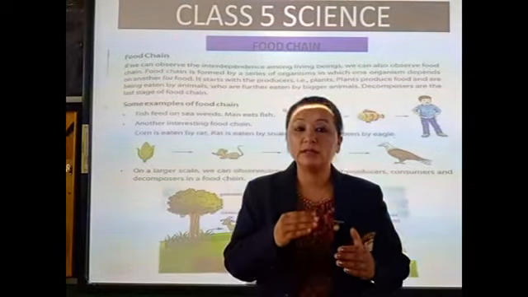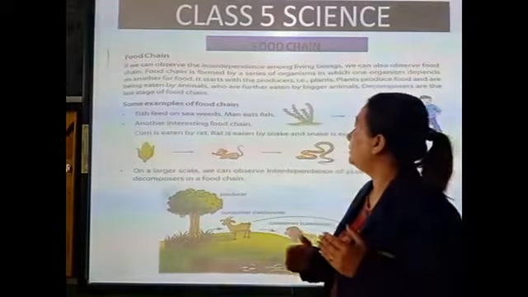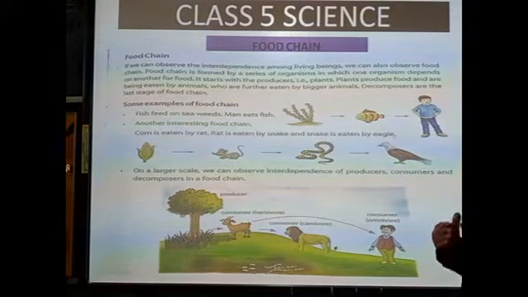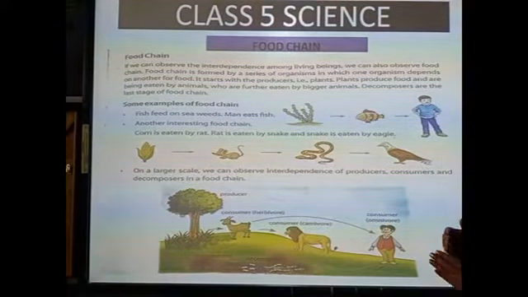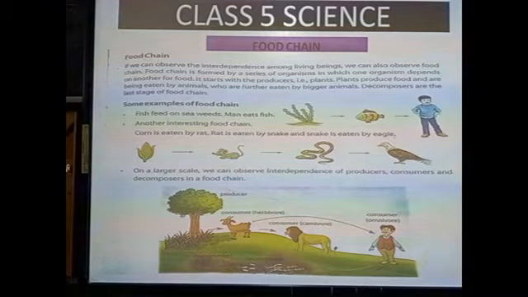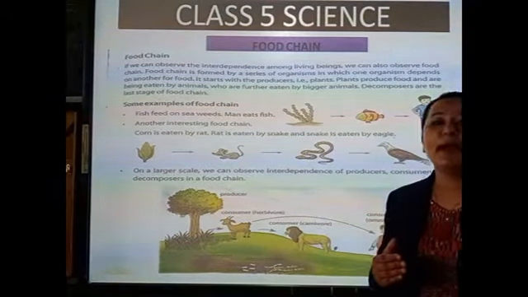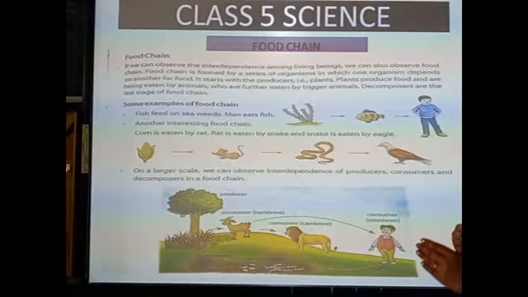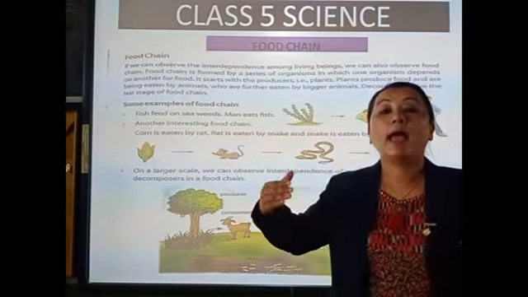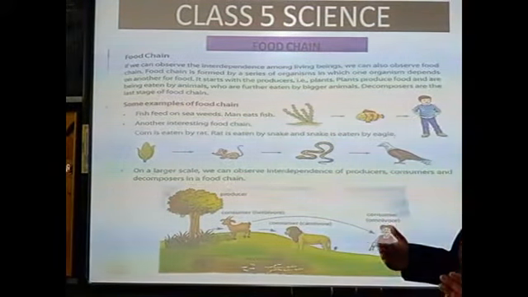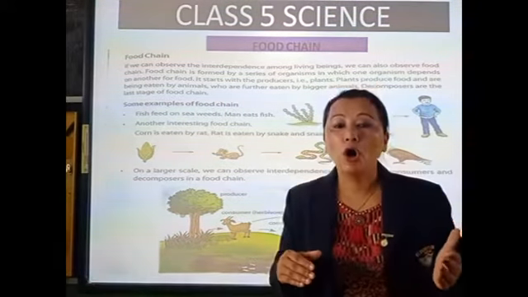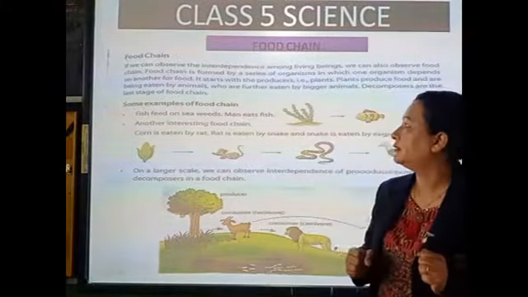So food chains start with the producers, that is plants. Plants produce food and are eaten by animals, which are further eaten by bigger animals. Decomposers are the last stage of the food chain.